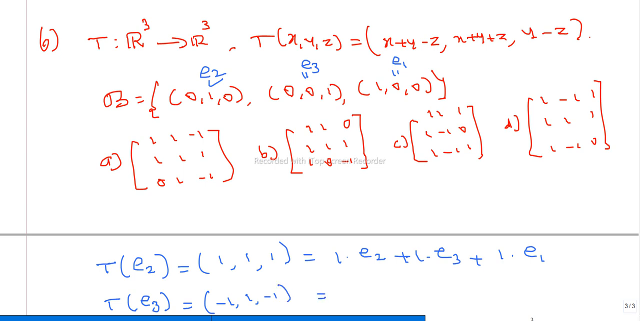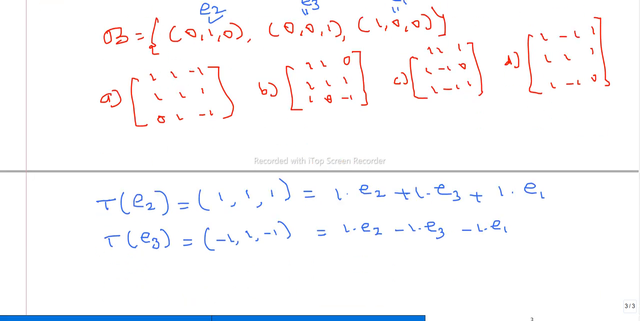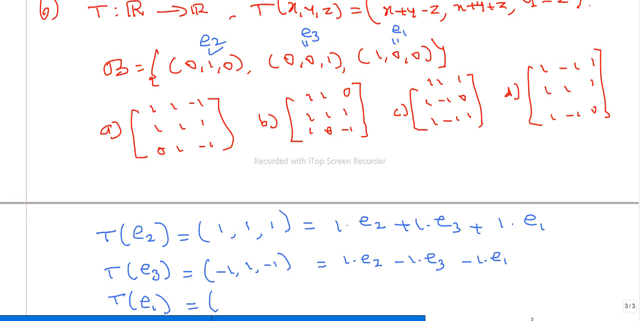Now we have to write in terms of e2, therefore 1 into e2, because the second coordinate is 1. e3 is minus 1, therefore minus 1 into e3. The first coordinate is minus 1, therefore minus 1 into e1. Now the last base element is e1, so x is 1, all others are 0. So x is 1, therefore the first is 1, the second is 1, the third is 0. You have to write in terms of e2, so 1 into e2. What about e3? No e3, therefore 0 times e3 plus 1 times e1.